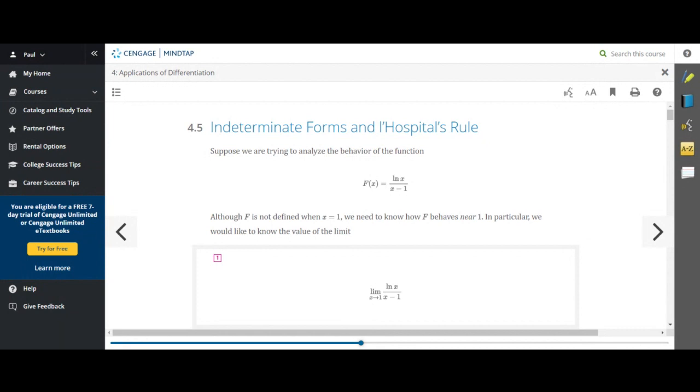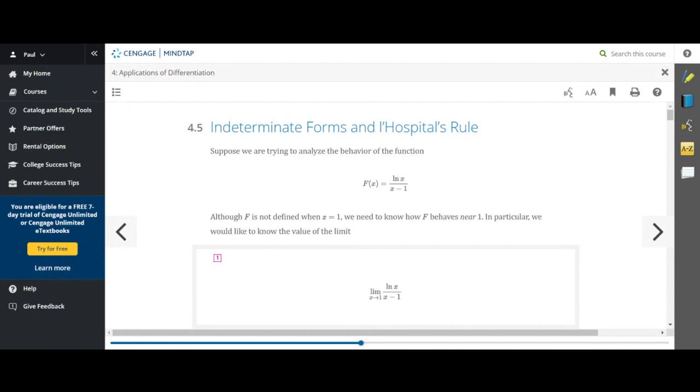But in order to do some improper integrals, we have to have knowledge of finding limits. Improper integrals are actually limits of integrals. And so L'Hopital's rule is helpful in determining some of these limits. So what is this L'Hopital's rule? Well, I'll give you a little guided tour here.